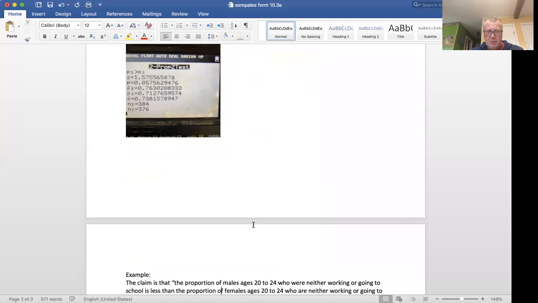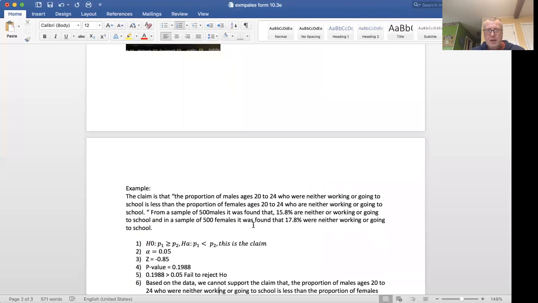Let's look at another example. In this example, the claim is that the proportion of males 20 to 24 who are neither working nor going to school is less than the proportion of females aged 20 to 24 who are neither working nor going to school. In a sample of 500 males, it was found that 15.8% are neither working nor going to school. In a sample of 500 females, it was found that 17.8% were neither working nor going to school.